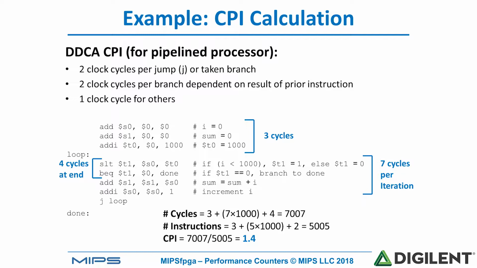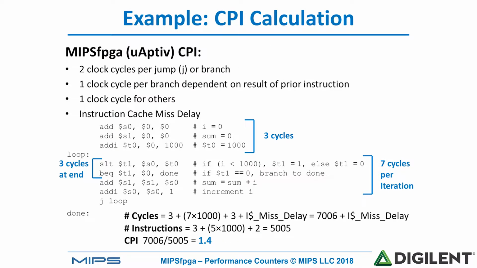At the very end of the loop, the last 2 instructions, the set of less than and the branch of equal, require 4 clock cycles because of the dependency between the branch and the set of less than, and then the branch requiring an extra instruction so that it can take the branch. So the total number of cycles required is 7,007, and the number of instructions executed is 5,005, giving us a CPI, or number of clock cycles per instruction, of 1.4.